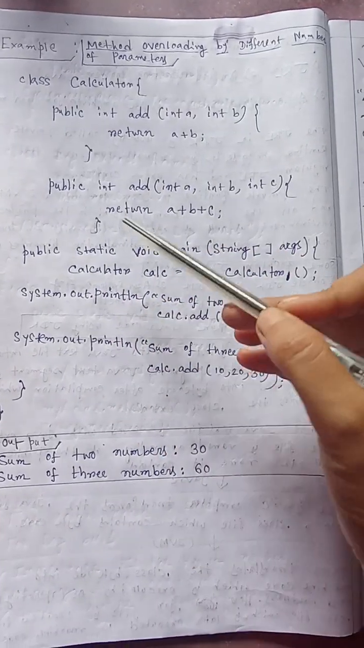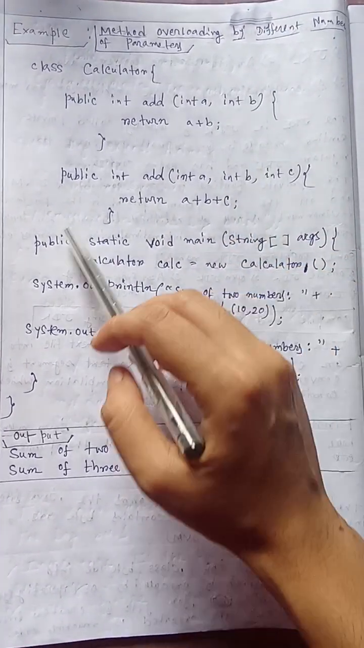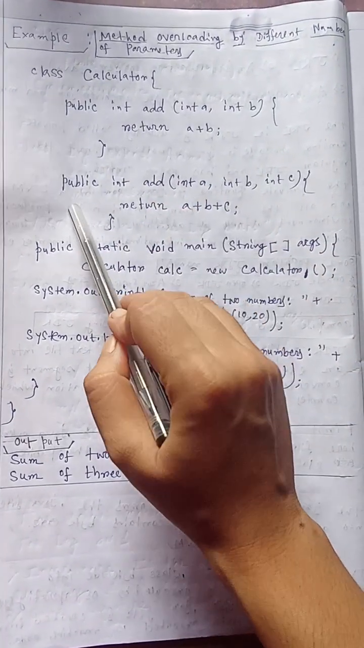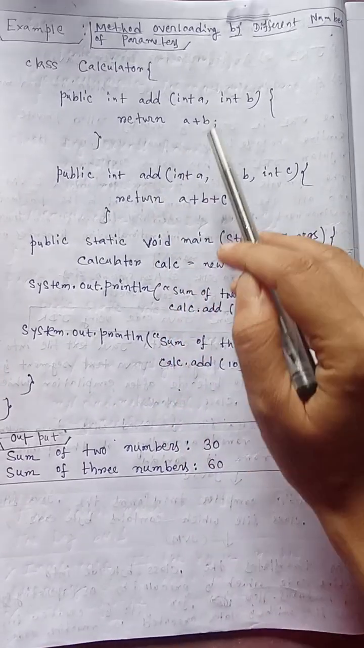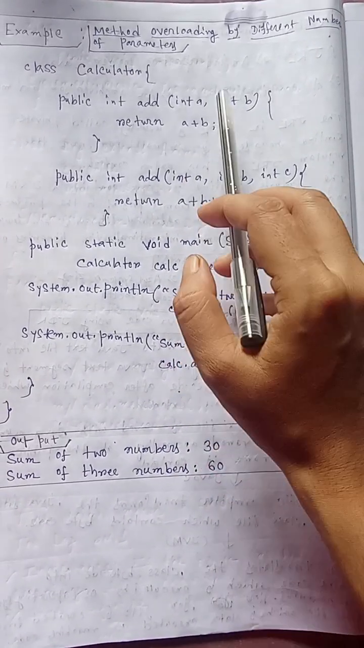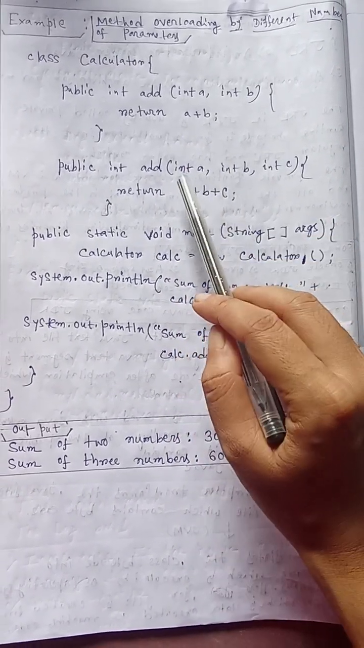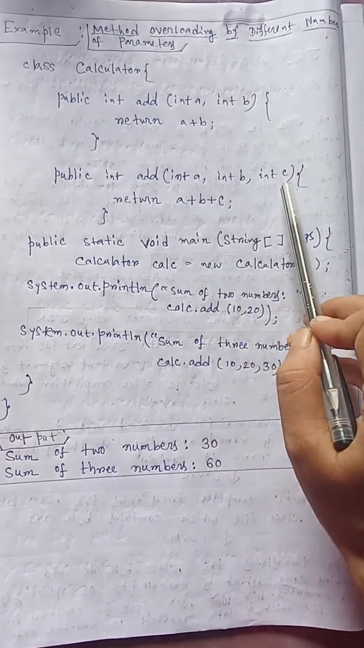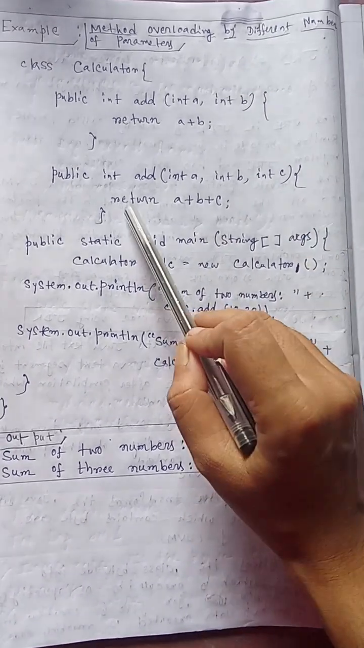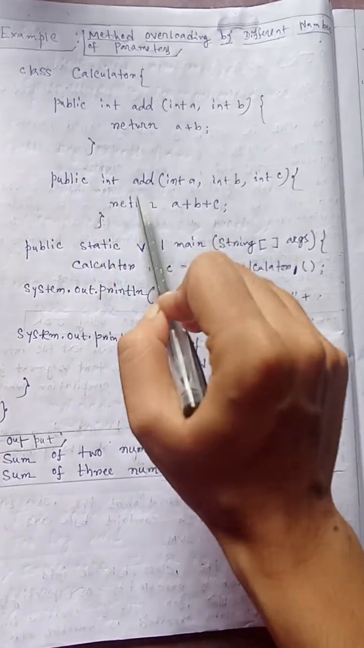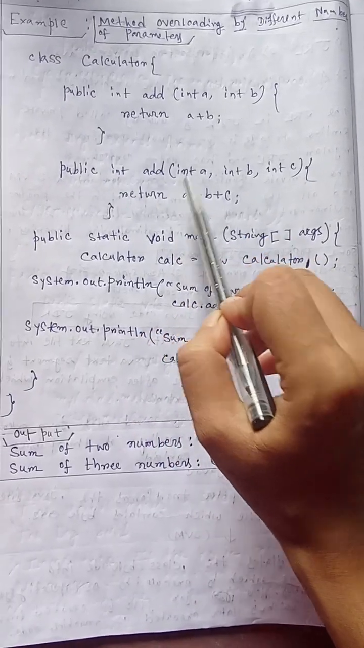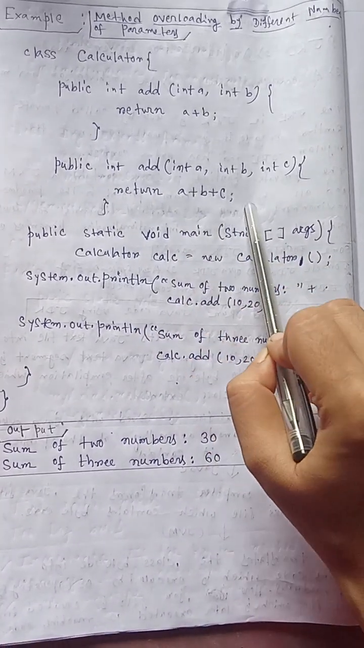Now we have used method overloading, again calling this method public int add. This time we have overloaded this method with three parameters instead of two, int a, int b, int c. Inside the curly braces, this method is returning the addition of three numbers, a plus b plus c.